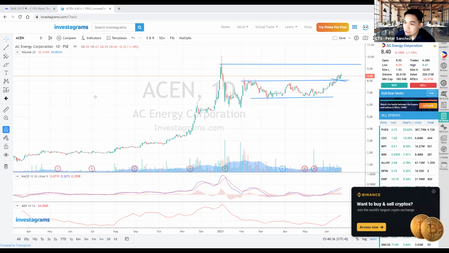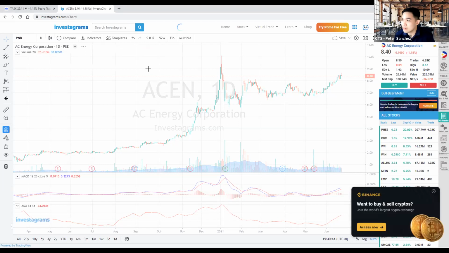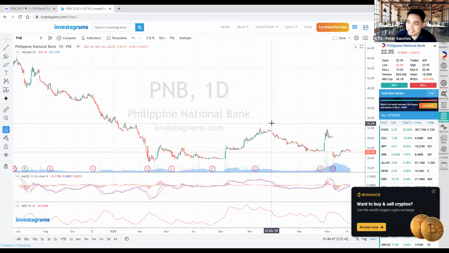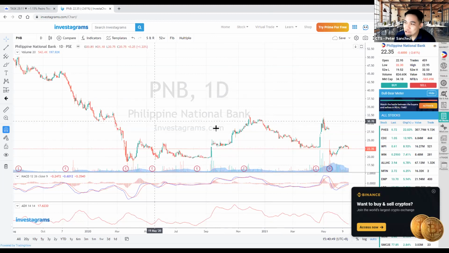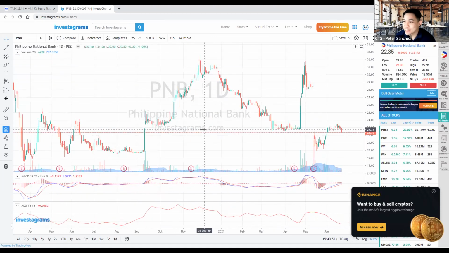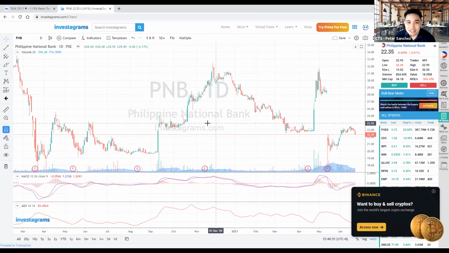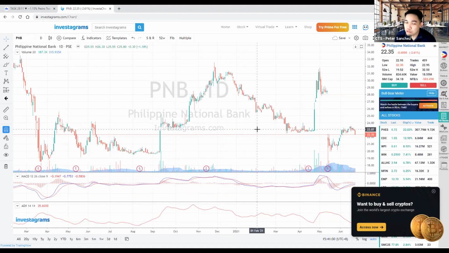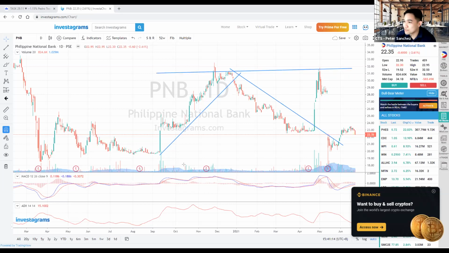Okay, next. PNB. Ito yung mga sinasabi natin, sino yung tanong na yun? Si Alina ba yun? Ito yung mga, I would say, magulo for me. Kung trend analysis, ito yung uptrend, ito yung downtrend, parang walang paint na picture. Pwede rin itong sideways. Tapos bibili ko ba dito?